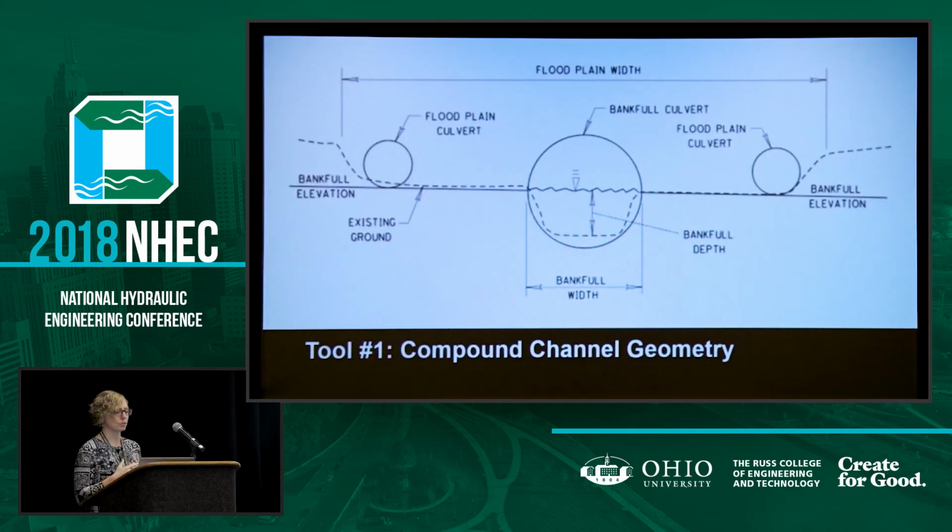Okay, so here's your first tool. This is compound channel geometry. I stole this from the Ohio DOT Drainage Manual. What you see here is a little bankfull culvert, so you have a bankfull channel going through that culvert, and you have a floodplain. So those are your two stages. The compound channel is the bankfull and the floodplain. I'm not focusing on the culvert so much right now, just the fact that we have a two-stage channel here.